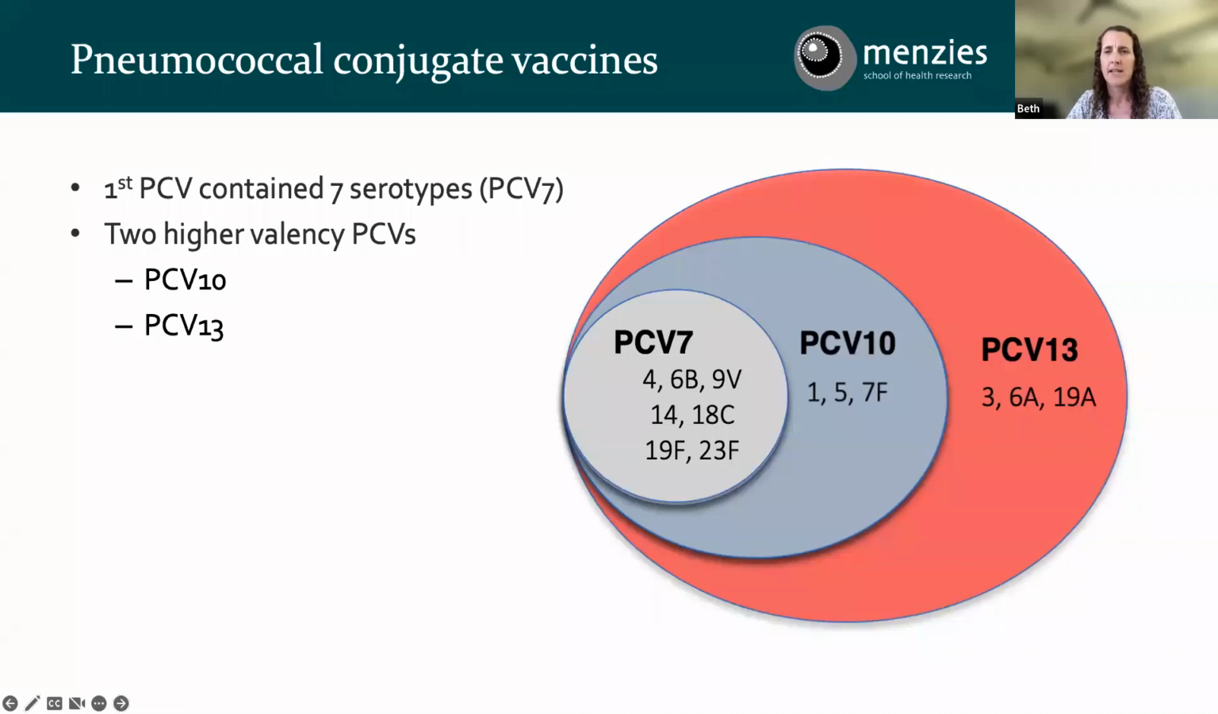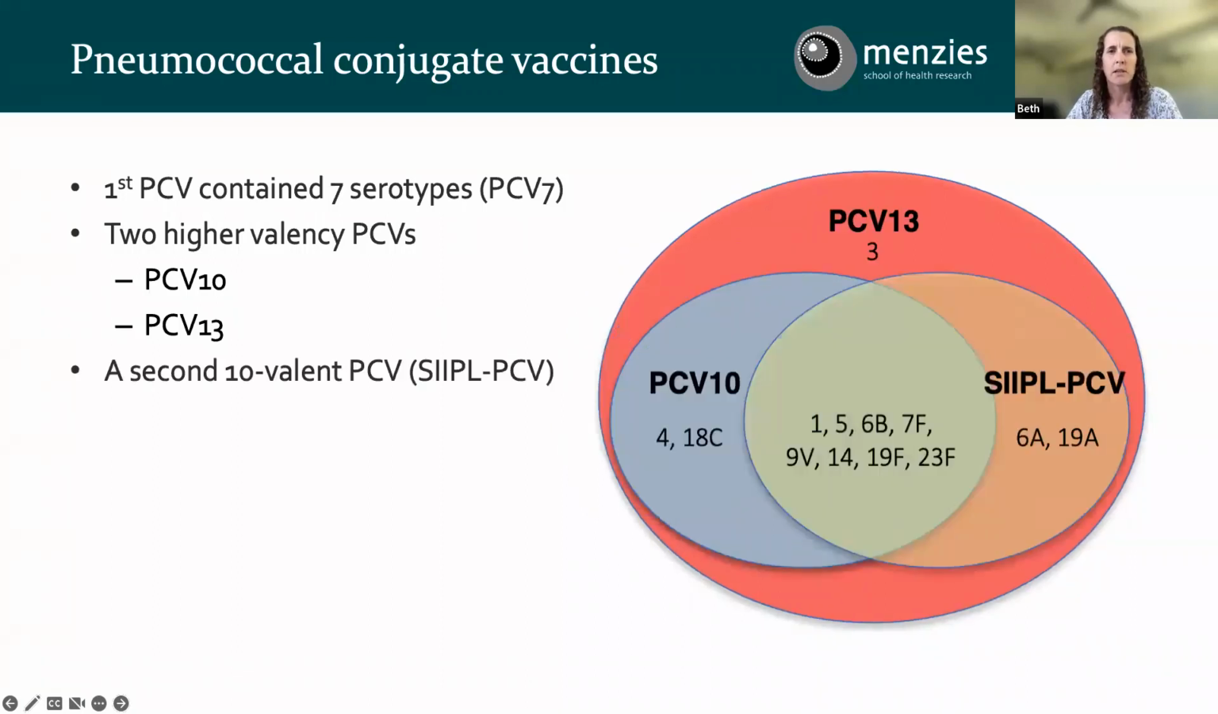More recently, a second 10-valent PCV has received WHO pre-qualification, and that is Pneumosil, or SIIPL PCV. That's manufactured by the Serum Institute of India. And as you can see here, the two 10-valent vaccines, so PCV10 and Pneumosil, differ in the serotypes that they include. So serotypes 4 and 18C are in PCV10, but not Pneumosil, whereas serotypes 6A and 19A are in Pneumosil, but not PCV10. Pneumosil is currently in use in India, and rollout has recently begun in Timor-Leste, but it's not, to my knowledge, used anywhere else, and it won't be discussed further in this talk.